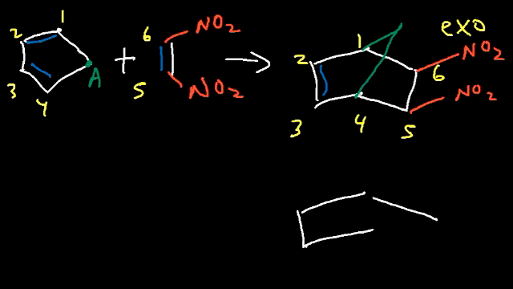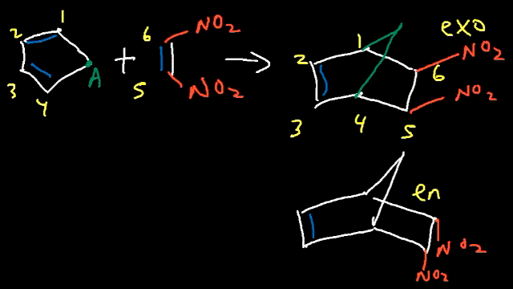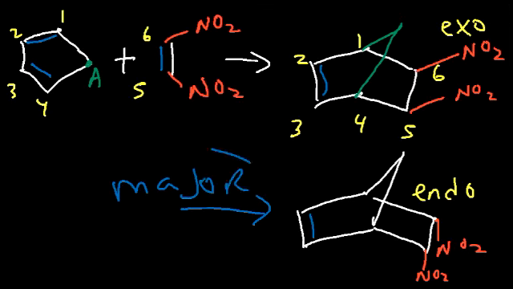And then there's the endo product, which looks like this, with the NO2s facing in a downward direction. It turns out that the endo product is the major product. So you're going to get this. This should be your answer. On a test, that's what you're looking for.